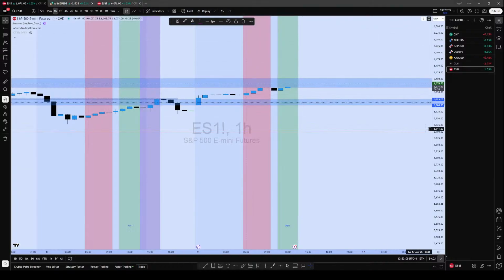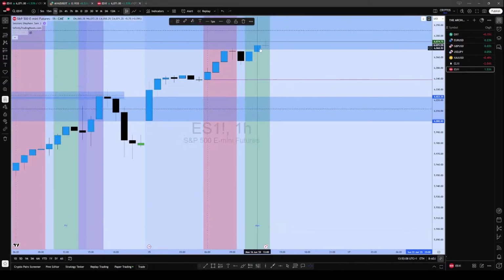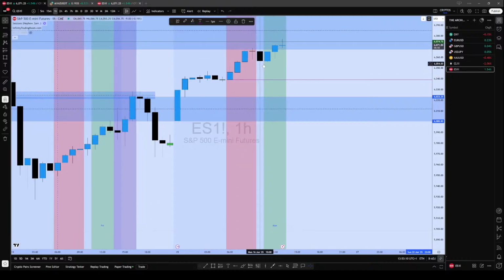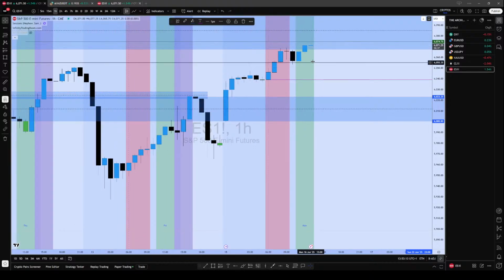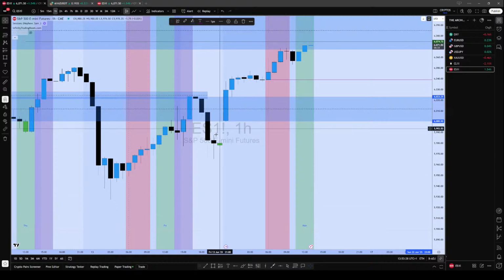So on the hourly, okay, you can look out for a potential fair value gap that will form, and then you can start looking for a rejection, because they've gone up for the beginning of the week instead of down and then up. They've gone up, so we want to see them reject. So that's that for ES. Now let's move on to cryptos.